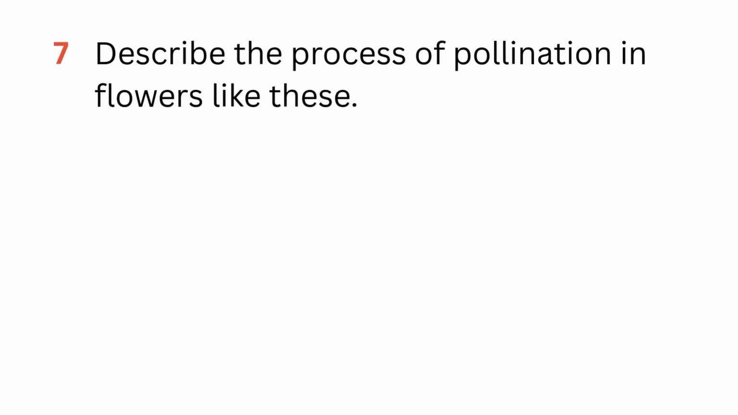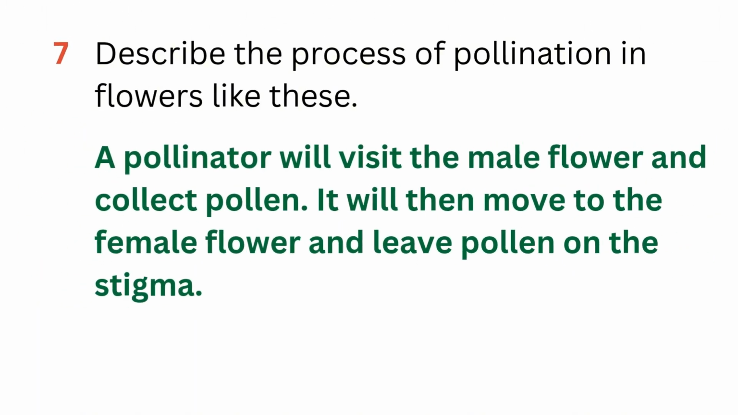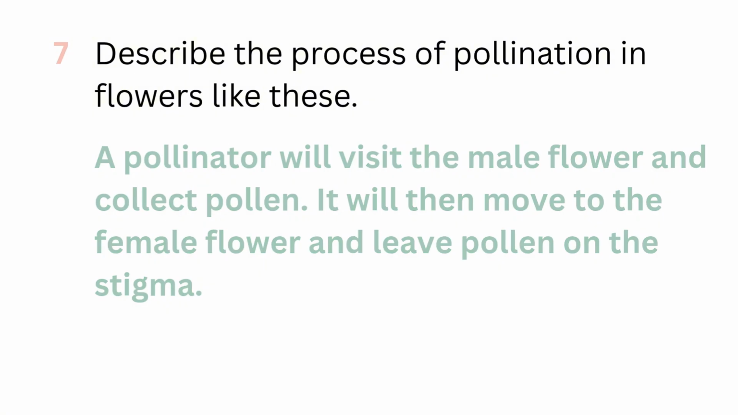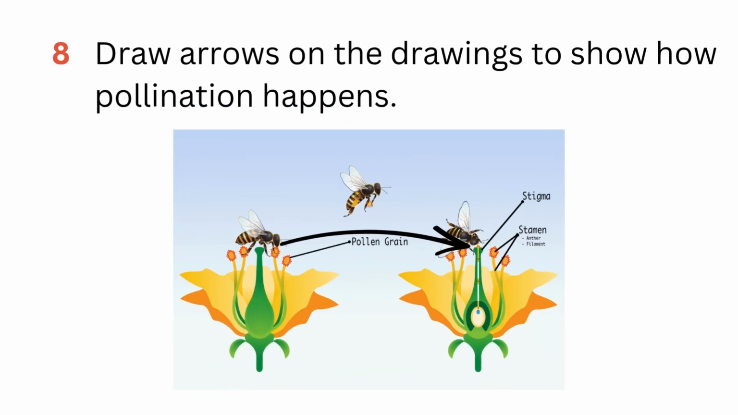Question number 7. Describe the process of pollination in flowers like this. A pollinator will visit the male flower and collect pollen. It will then move to the female flower and leave pollen on the stigma. Question 8. Draw arrows on the drawings to show how pollination happens. So, as you can see, arrows should show pollen being transferred from anthers of the male flower to the stigma of the female flower.